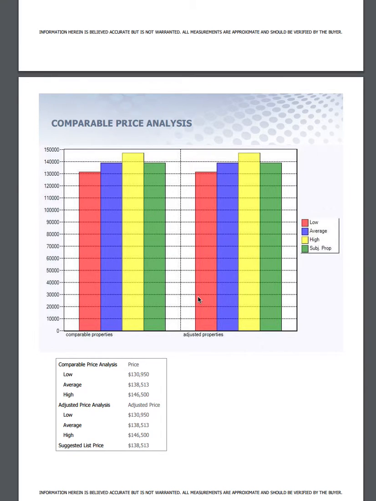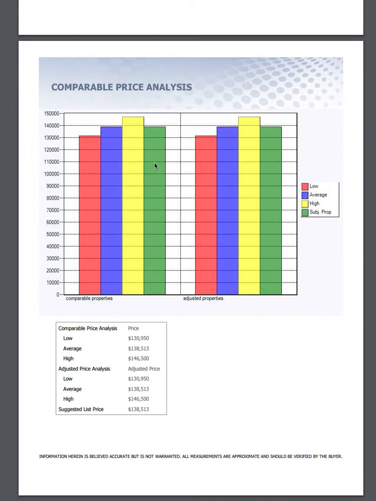Scroll down here is another fun little graph. The red line represents the lowest price of all the comps used. The yellow represents the highest of all the comps used. The blue is the average, and in this particular example, this CMA is coming in that the market value would be the average price of all the comps used. So the suggested list price here would be $138,000.